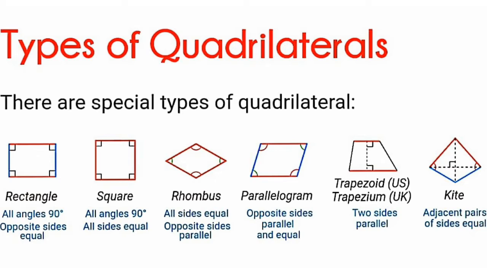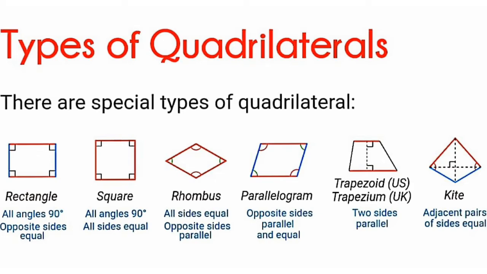Next, types of quadrilaterals. There are special types of quadrilateral: rectangle, square, rhombus, parallelogram, trapezoid, and kite. Some types are also included in the definition of other types. For example, a square, rhombus, and rectangle are also parallelograms. So one by one I will explain these.